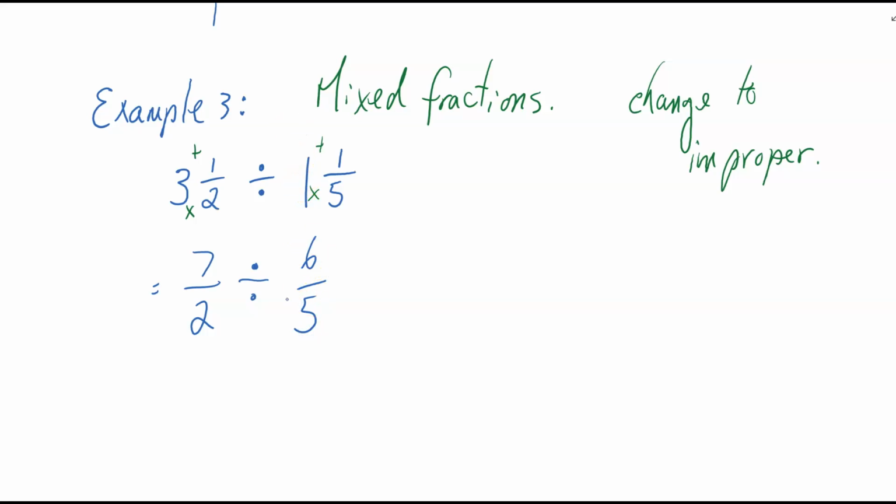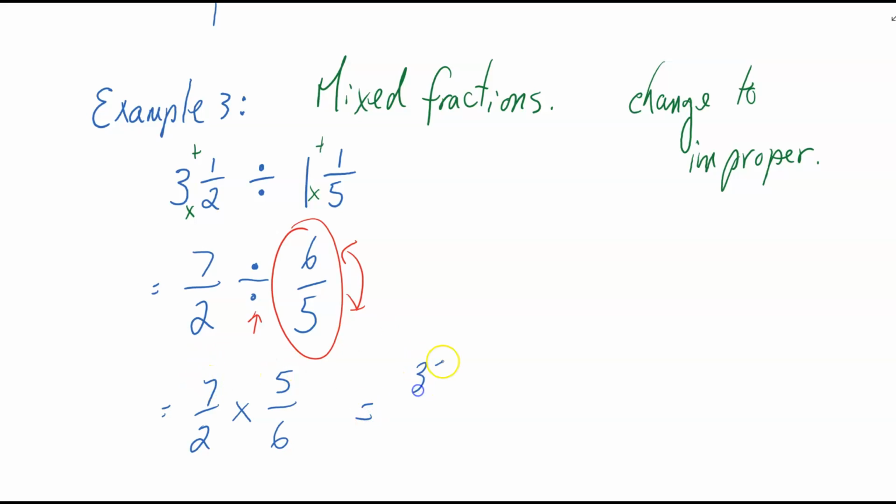And now it's just like the question above where we want to invert the divisor and change the operation to multiplication. So this becomes 7/2 times 5/6. And I will multiply straight across. 7 times 5, 35. 2 times 6, 12.